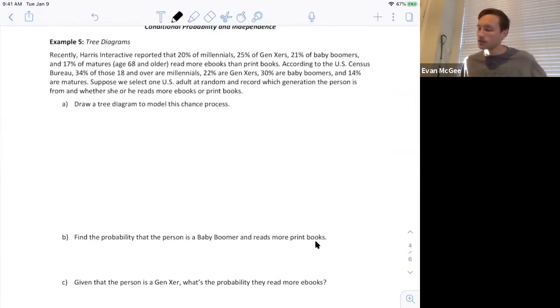Recently, Harris Interactive reported that 20% of millennials, 25% of Gen Xers, 21% of baby boomers, and 17% of matures, age 68 or older, read more ebooks than print books. According to the US Census Bureau, 34% of those 18 and over are millennials, 22% are Gen Xers, 30% are baby boomers, and 14% are matures. Suppose we select one US adult at random and record which generation the person is from and whether she or he reads more ebooks or print books.